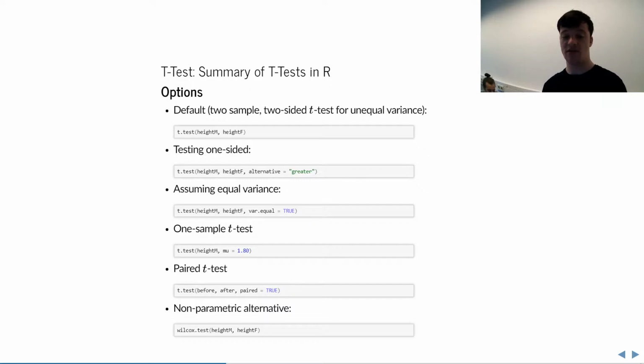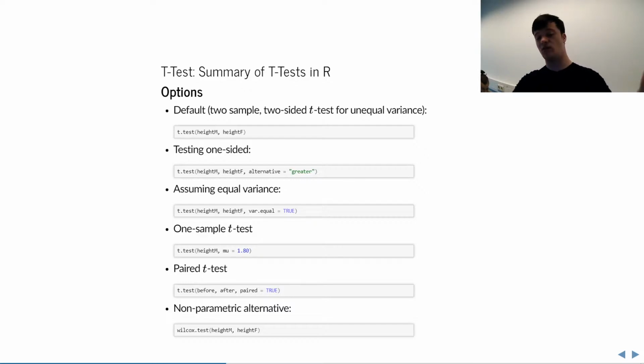You can do a one sample t-test, then you only have one vector, but you should specify what the value under the null hypothesis is. If you don't, it will compare it to 0. That also has an important reason, but we're not going to see that until we get to linear regression. Finally, we have a paired t-test, which you just do by specifying paired equals true.